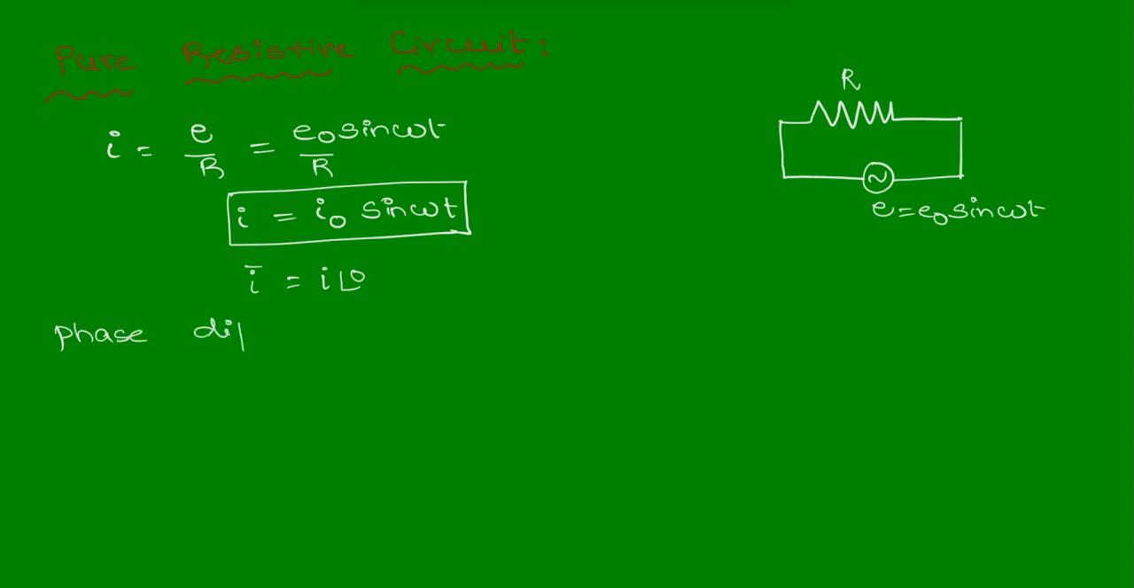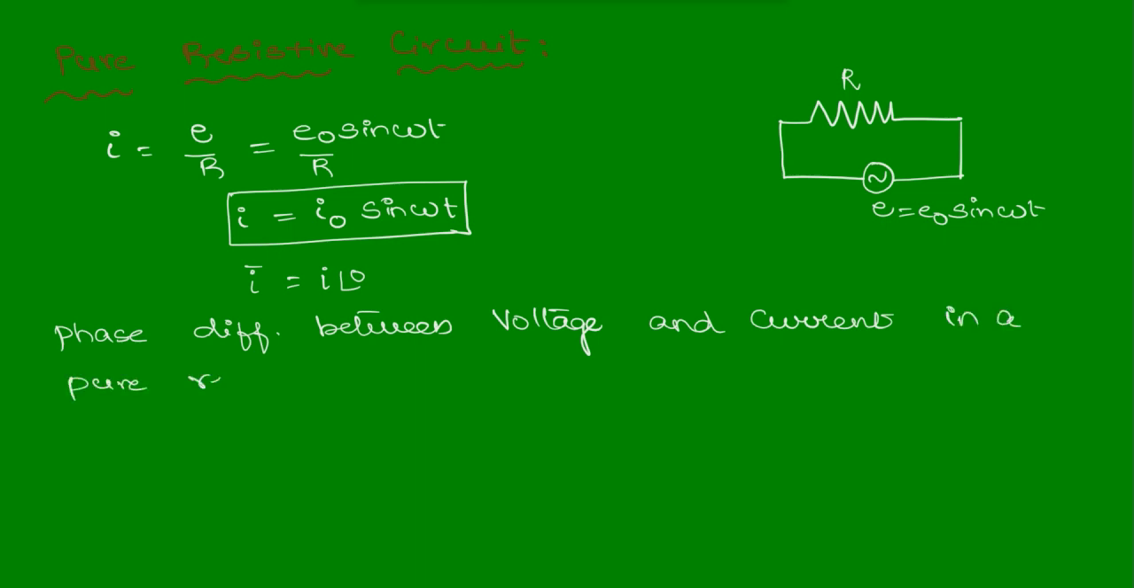The phase difference between voltage and current in a pure resistive circuit is zero. And the corresponding phasor diagram we can represent like this.